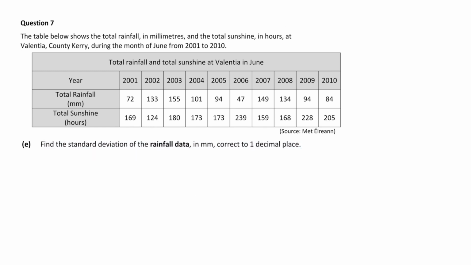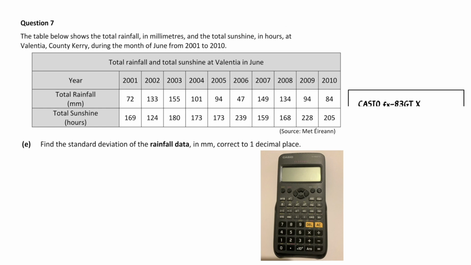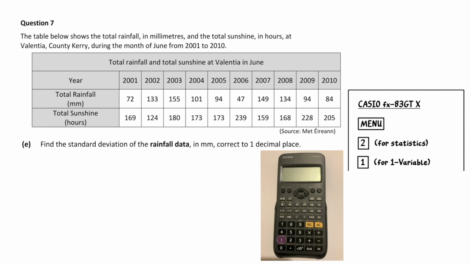Modern calculators have built-in functionality to calculate the standard deviation. We'll want to avail of this to solve this question. Here's a brief guide of the steps to perform for the Casio FX83 GTX calculator. We begin by pressing the menu button. Then we'll press 2 to select statistics. Next, we'll press 1 to select the one variable option.